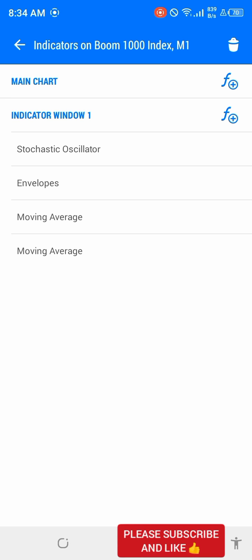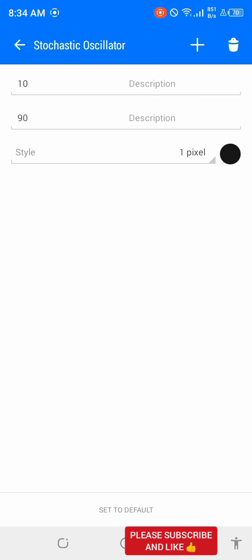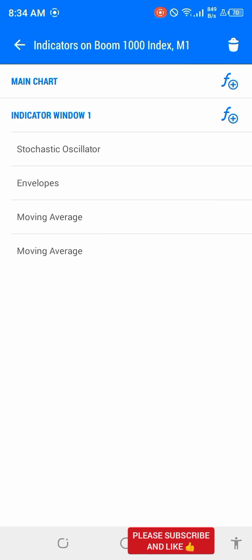On my indicator window 1, I have my stochastic oscillator. K period is 5, D period is 5, slowing is 3, price field is low/high, method simple. For the levels, I'm using my 10 and my 90 levels, 1 pixel, black. That's my first indicator right there.